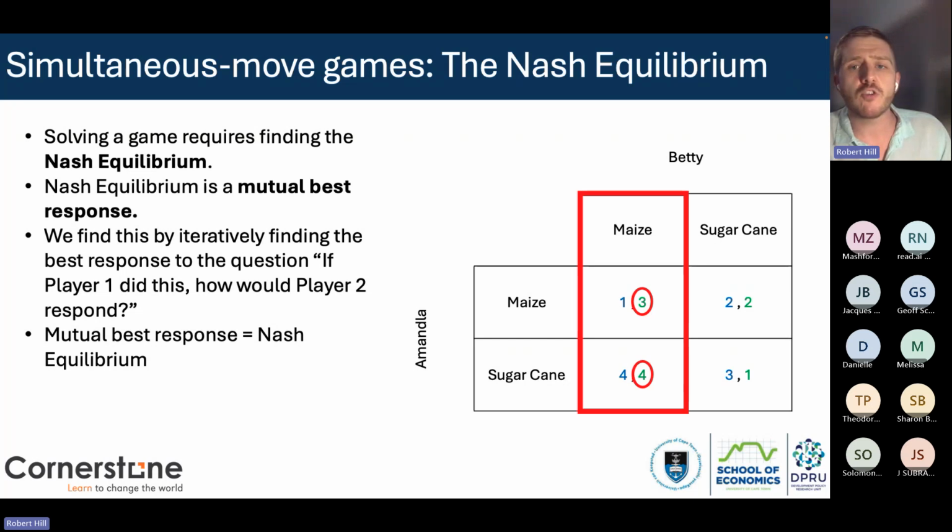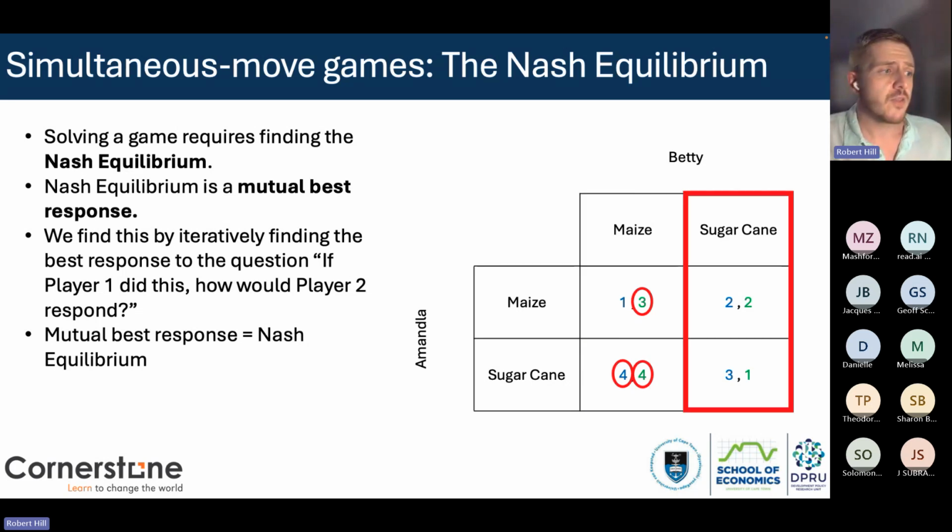And we say, if Betty were to choose maize, would Amandla want to plant maize and get the 1 or plant sugarcane and get the 4? Well, he'd choose the 4, which is better than the 1. And that's then Amandla's best response. And similarly, if Betty chooses sugarcane, then Amandla could choose to plant maize and get the 2 or plant sugarcane and get the 3. And we see that the 3 is the best response in that case.